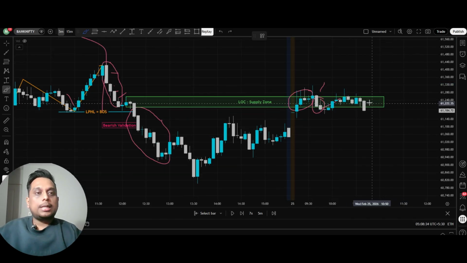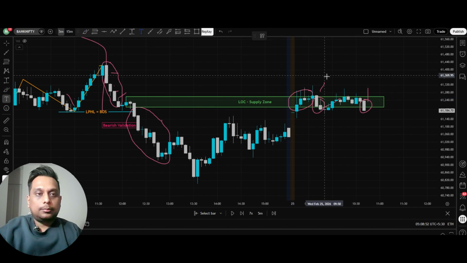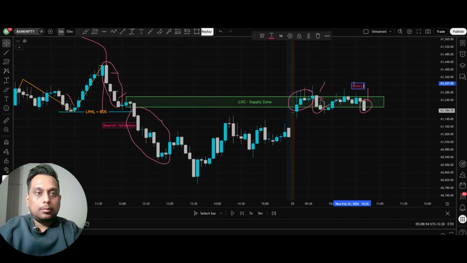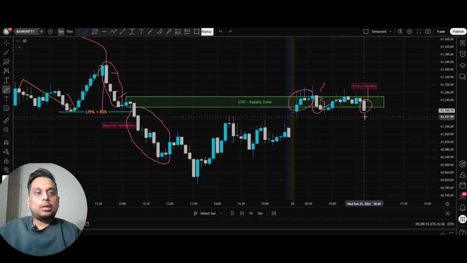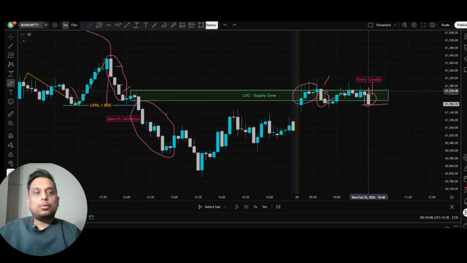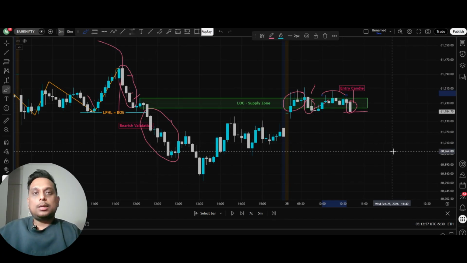Perfect. So this is a great setup of our model. This is the candle that signals that the sellers have aggressively stepped in, and this is our entry candle. This is where we will execute, at the close of this candle, and my stop loss would be at the top of this swing high. We will now let the market do its thing. Let me run this chart and let's see what happens.